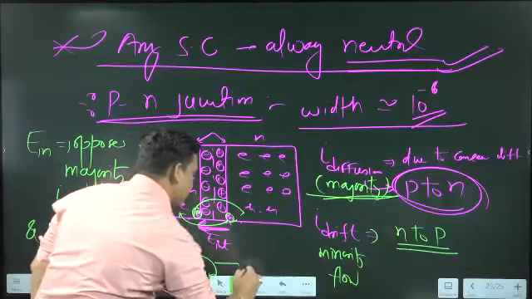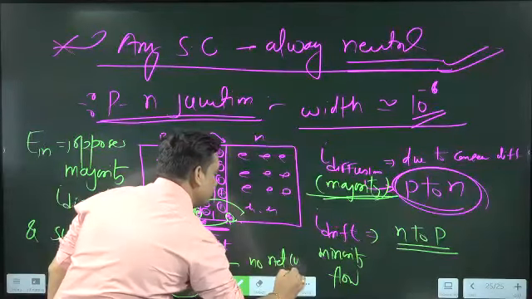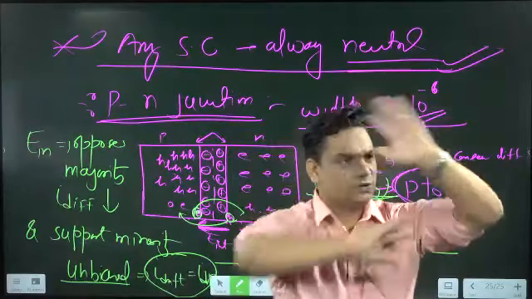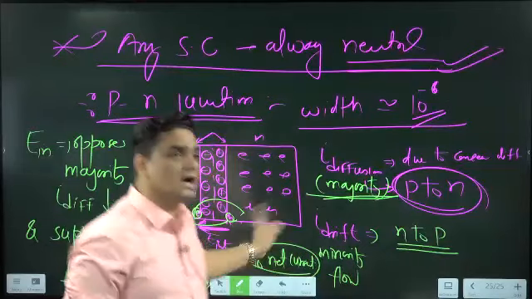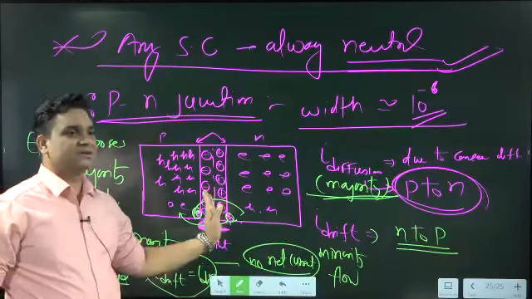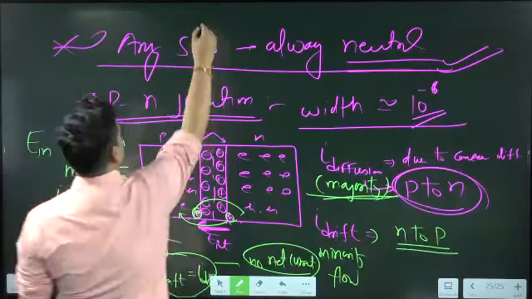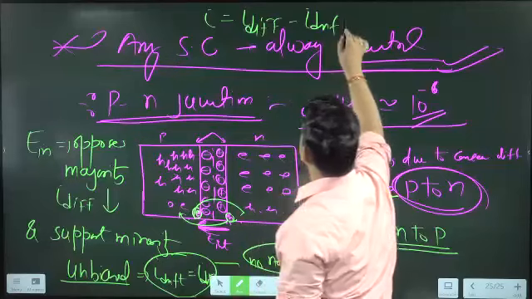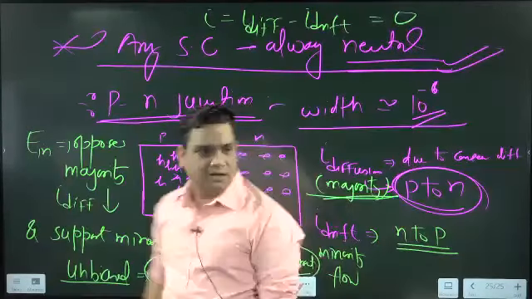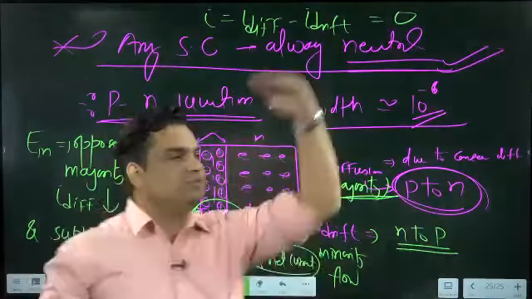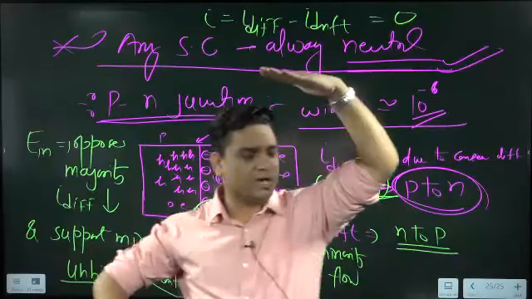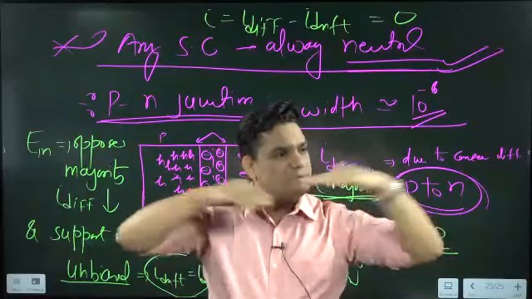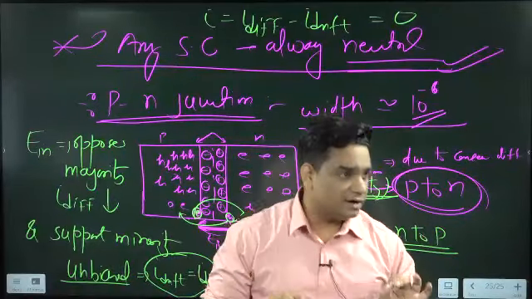No net current in the unbiased condition. Movement is there, both are going, but ultimately current will not be there because both are equal. So total current is always I equals I diffusion minus I drift, and this will be equal to zero, no net current. Initially diffusion was more, a huge current was there, and then because of the opposition, diffusion keeps on decreasing, and then both become equal, so there is no net current, clear?